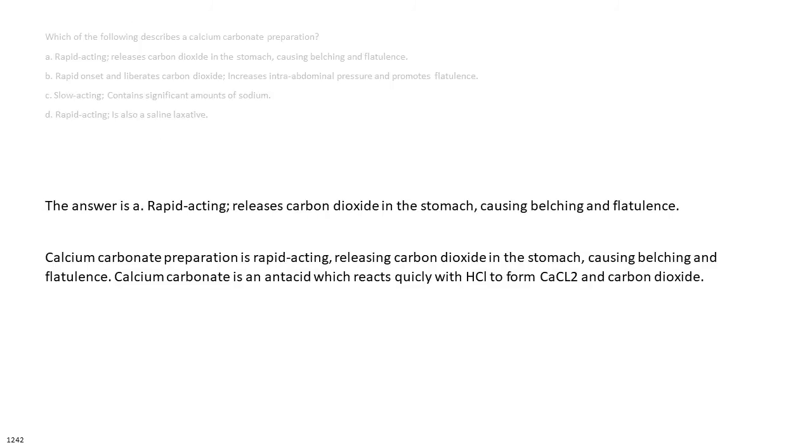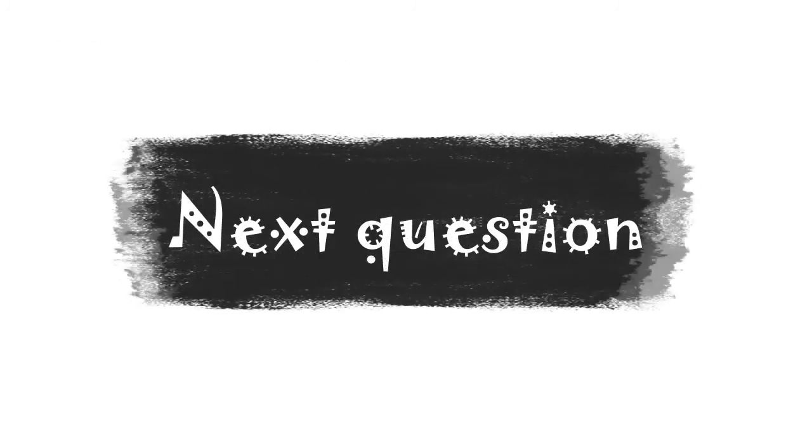The answer is A. Rapid acting, releases carbon dioxide in the stomach, causing belching and flatulence. Calcium carbonate preparation is rapid acting, releasing carbon dioxide in the stomach, causing belching and flatulence. Calcium carbonate is an antacid which reacts quickly with HCl to form calcium chloride and carbon dioxide.